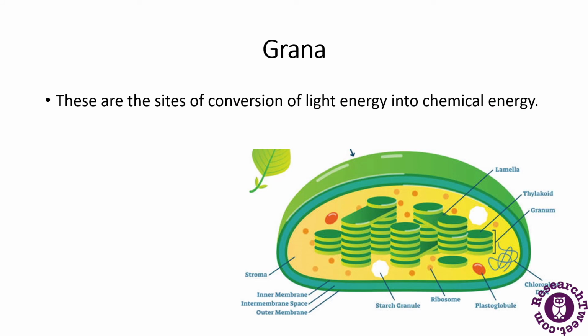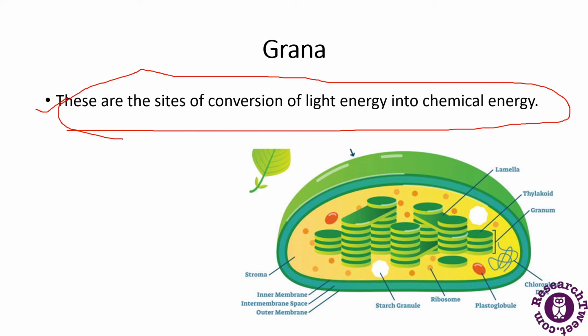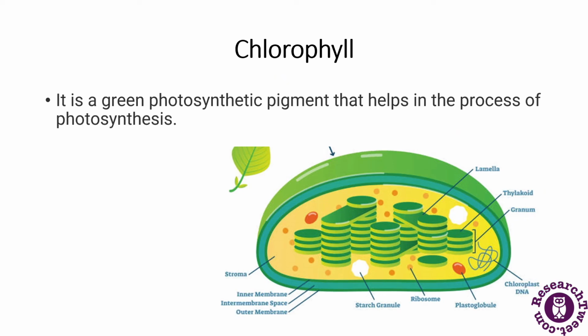Now what are grana? Grana are the sites of conversion of light energy into chemical energy. So the function here is the conversion of light energy into chemical energy. Then chlorophyll. Chlorophyll is a green pigment because of which the leaves are green in color. It helps in the photosynthesis process and helps capture the sunlight so that the production of food can be done in plants.